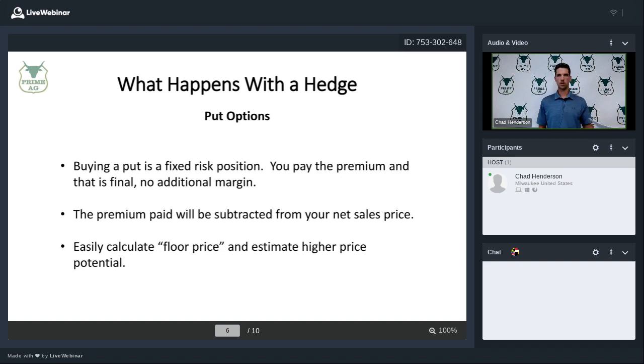The thing to keep in mind, though, is obviously the premium that you pay will be subtracted from your net sales price. And so when you're budgeting, this gives you an idea. You can easily calculate your floor price, and then you can estimate some higher price potentials as well if the market were to move in that direction.